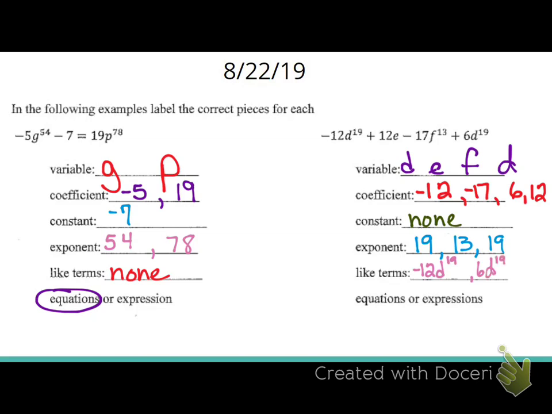And then is this an equation or an expression? Expression. So what do we do with expressions? Simplify them. Yeah, we can't solve them, but we can simplify them. How many terms does this expression have? 4. Perfect. Nice job.